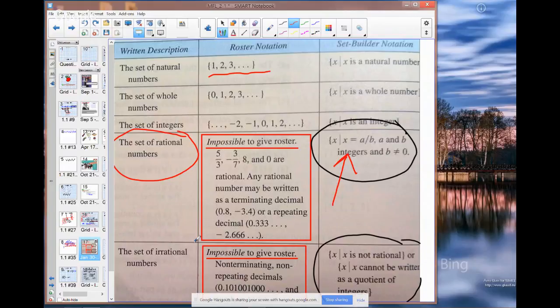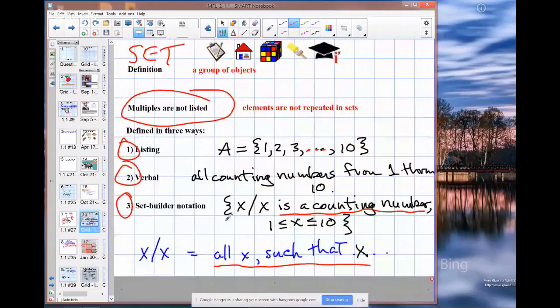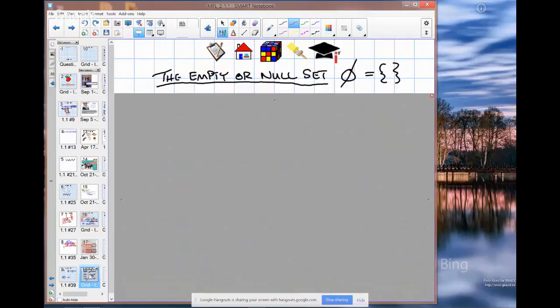So one more time, let me go back. Tell you what that x/x means again. x/x stands for all x such that x, and then you describe it in various ways. I just need to introduce that to you. We'll get to that as we move on.